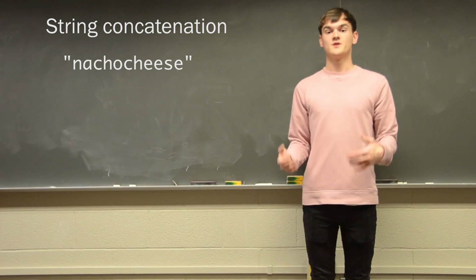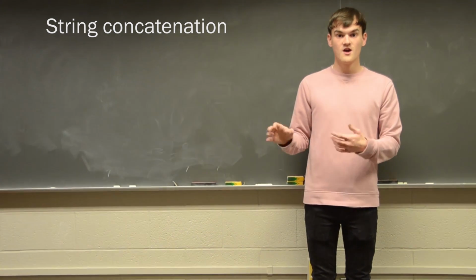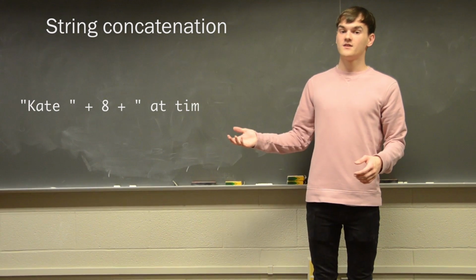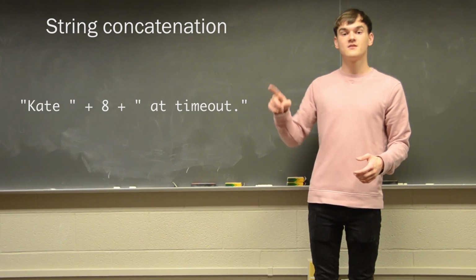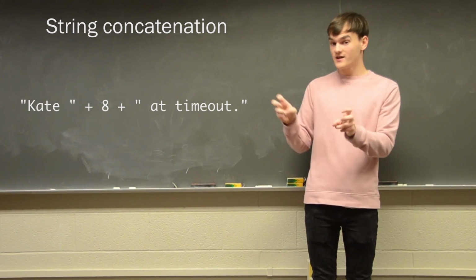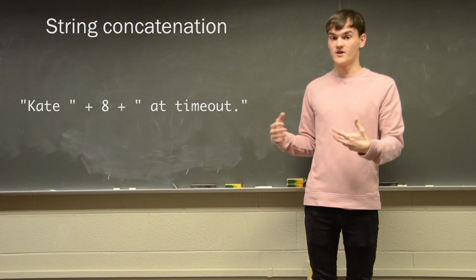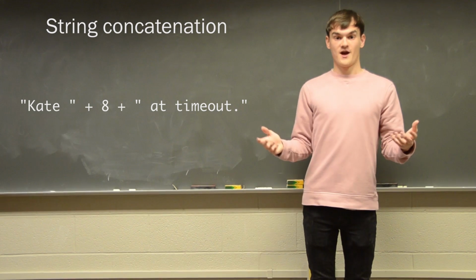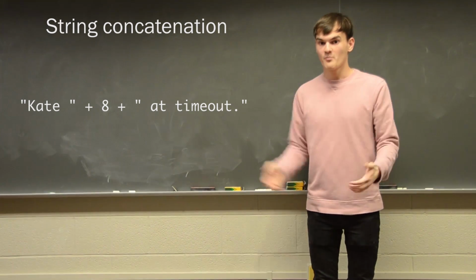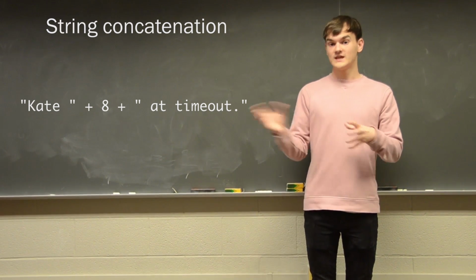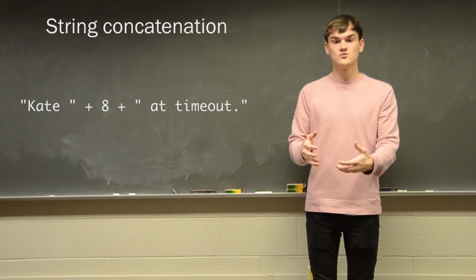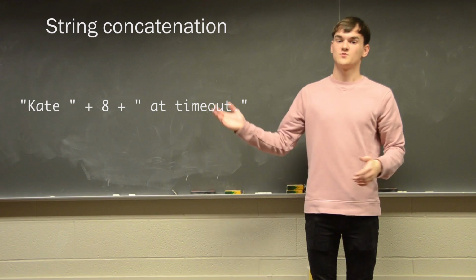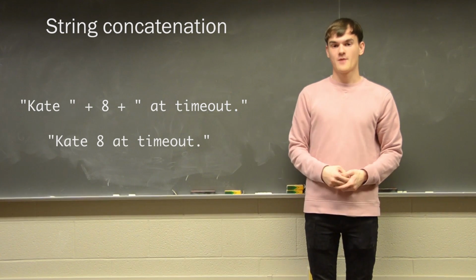Something else that you can do is concatenate numerical values onto strings. So if we had the string Kate, and then we add a plus sign, and then the int value 8, not in quotations, but the int value, then maybe plus at timeout. When the compiler evaluates that, it'll get to 8 and turn 8 into a char or a string and concatenate that onto it. So we'll get the string Kate8 at timeout.